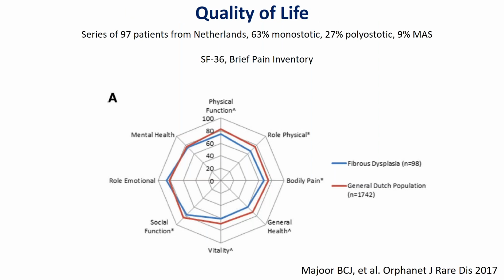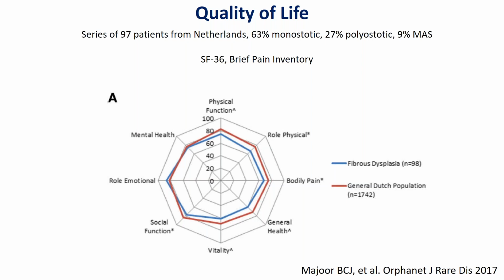What about the quality of life? So this is a very important metric, of course, and this is a study from the Netherlands looking at a series of 97 patients. Two thirds had monostotic disease, 27% polyostotic, 9% McCune-Albright syndrome. So this is the usual distribution of the lesions. In general, two thirds of patients have monostotic disease, one third have polyostotic disease.